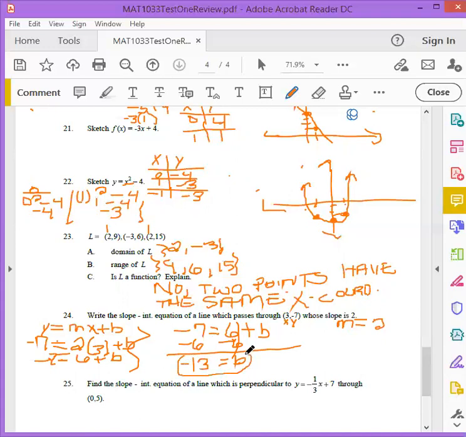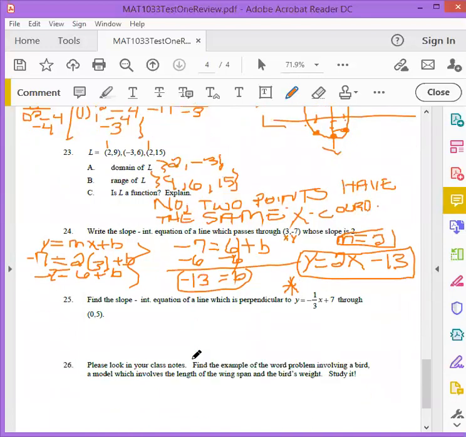So now that you have your y-intercept and you have the slope from before, we can write the equation of the line. y equals, our m is 2, so 2 times x, and our y-intercept, our b, is -13. This will be your equation.